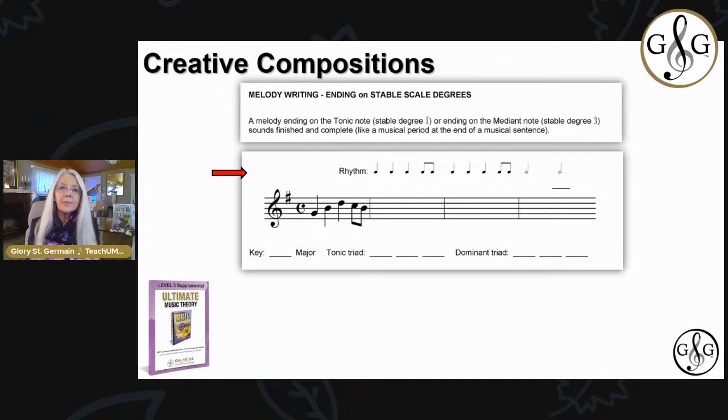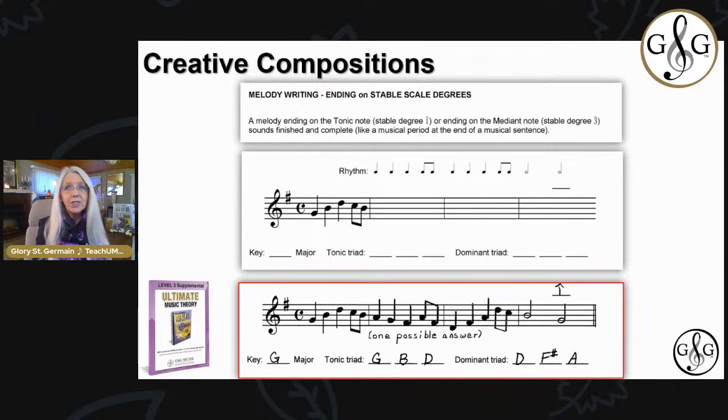So here you see this piece of music is actually inside your level 3 supplemental workbook. You can see the rhythm pattern is written out, and we're asking students to identify the key, what's the tonic triad, what's the dominant triad, giving them some concepts, some foundation to start their compositions. So another great thing about the Ultimate Music Theory program is that we've created answer books for everything. And you're welcome, because I know how much time it takes to try to figure everything out when you're teaching, and especially if you're teaching a lot of students.